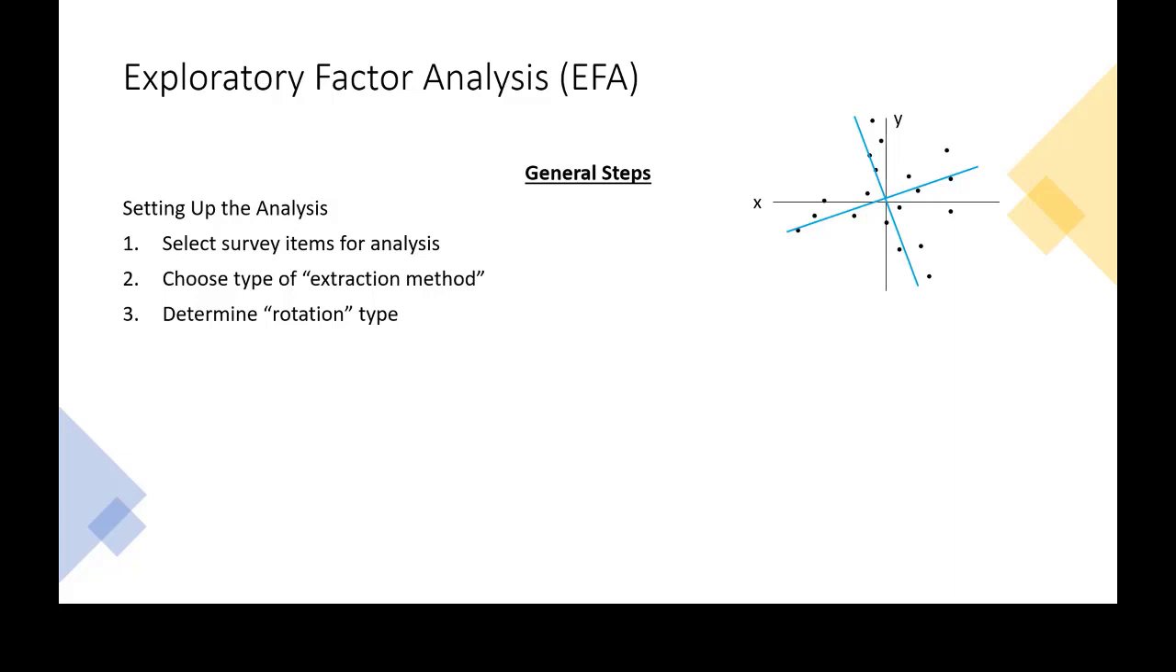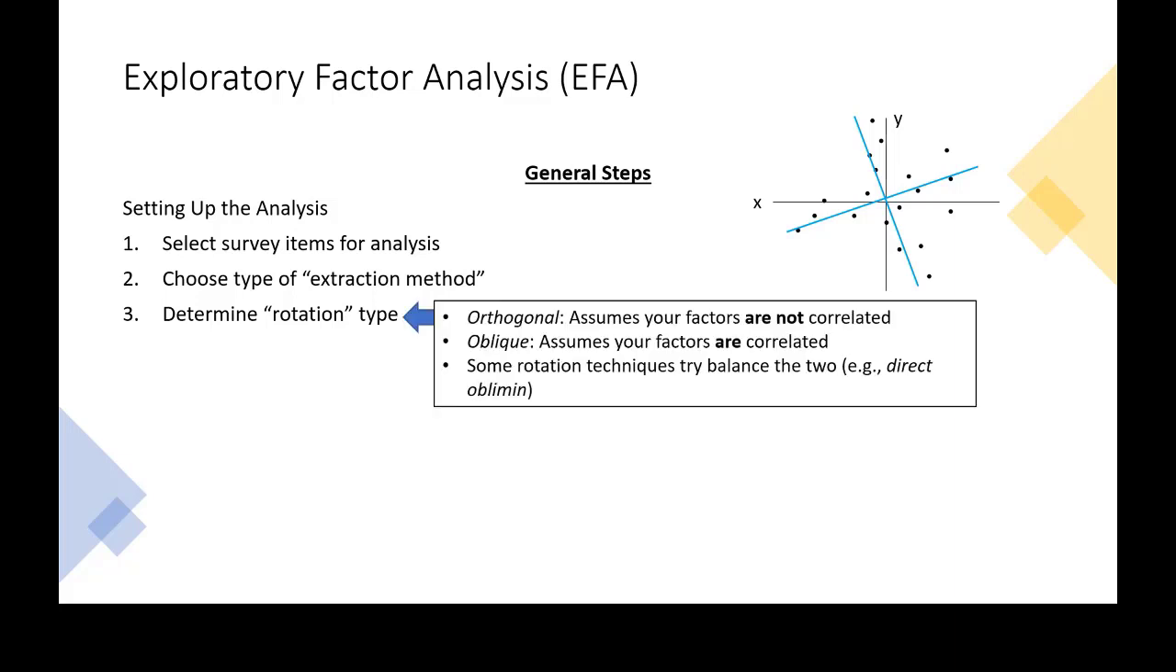So there are different rotation types. These are the three most common categories: orthogonal, oblique, and direct oblimin. If you are using an orthogonal rotation, you're basically telling your system that you don't want your factors to be correlated. Maybe you want as distinct factors as possible. So whatever factors you give me from this analysis, use rotation and make them as uncorrelated as you can. Most likely there will still be some correlation, but it'll usually be much weaker.